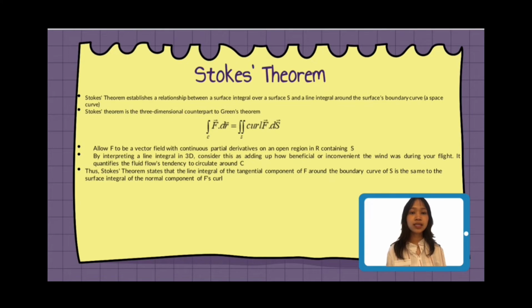For example, we can interpret a line integral in three dimensions: consider the effect of the wind during our flight. If it is positive, the wind was generally beneficial, and we assume it appears to circulate around C in the direction that we specified. Meanwhile, if it is negative, it tends to circulate in the opposite direction. Thus, with Stokes' theorem, the line integral of the tangential component of F around the boundary curve of S is equal to the surface integral of the normal component of the curl of F, based on the formula that is given in the slide.